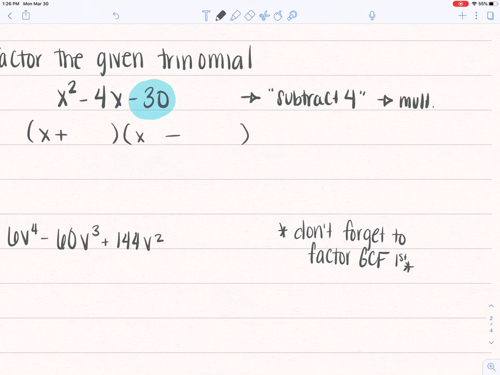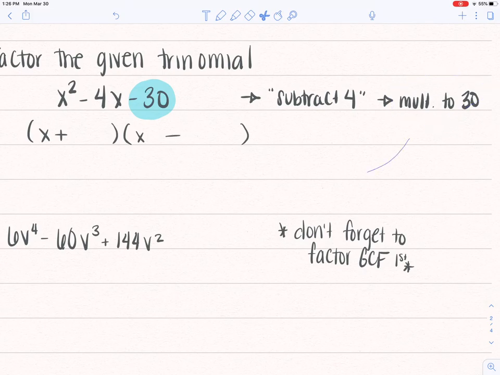but I want two numbers that multiply to 30. Now we can ignore the negative sign. Yes, in the expression it's negative 30, but we've already taken into account the negative down here with my sign. So when I'm looking for the actual factors of 30, I'm just going to deal with the positive.